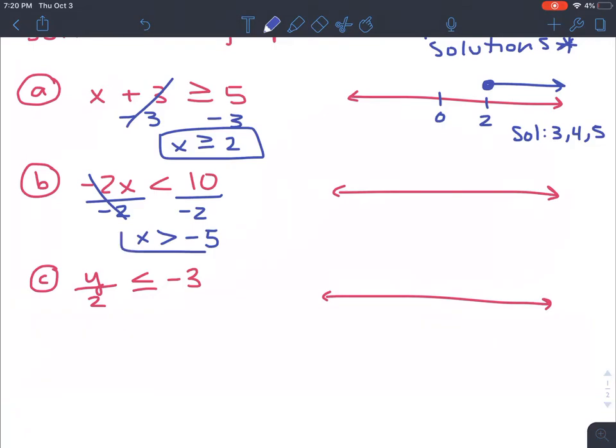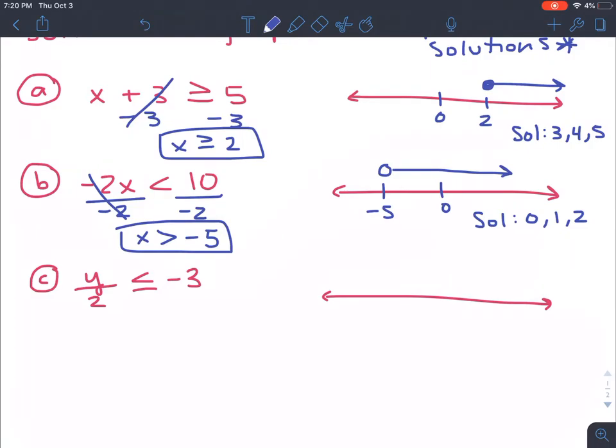It is just you have to flip the sign when you multiply or divide by a negative, and we'll talk more about why that is later on. But for now, just remember you can't forget it. So it's going to be an open circle on -5. X has to be greater than -5, so arrow to the right. And possible solutions to go with that would be like 0, 1, and 2.